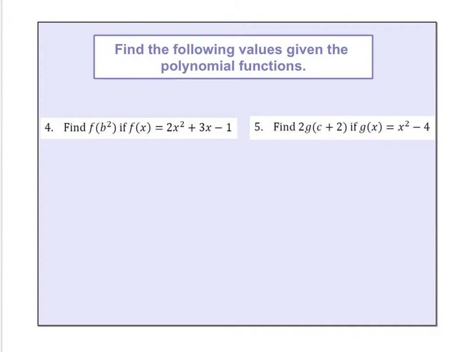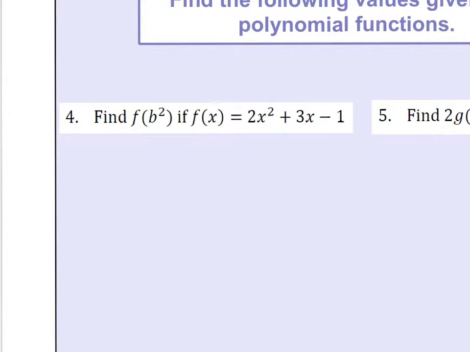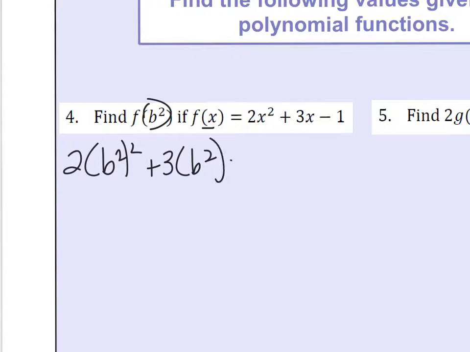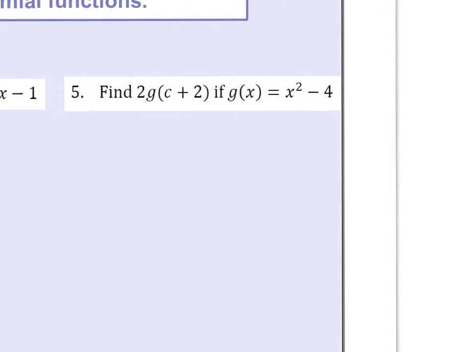All right, so find the following values given the polynomial functions. So here, what happens if I put in b squared for x? Okay, well, let's look. So I have 2b squared squared plus 3 times b squared minus 1. So this becomes 2b to the 4th plus 3b squared minus 1. There's my answer.